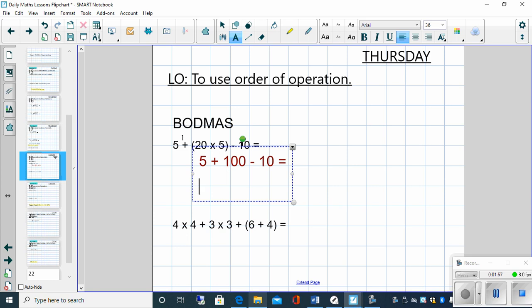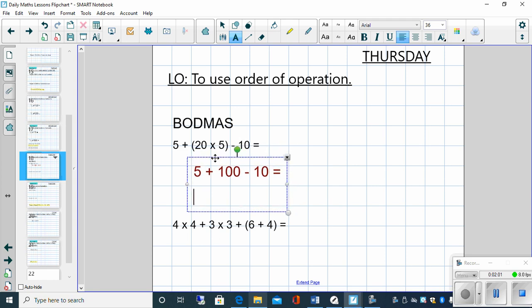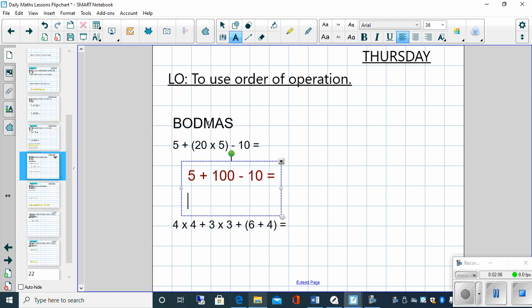Well, is there an others? Well, there's no squared or cubed numbers. Is there a division? Well, no, there's no division within that question. Multiplication? There's no multiplication there. Addition? Well, yes, we can see the addition now, can't we? 5 plus 100. So we need to do this next part. Well, what is 5 plus 100? Well, it's 105. So we've done this part of BODMAS now, and we're left with minus 10.